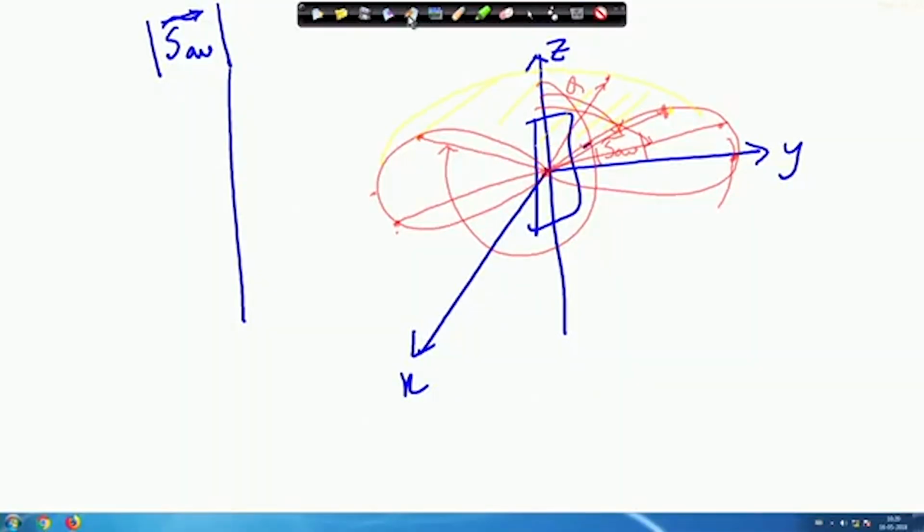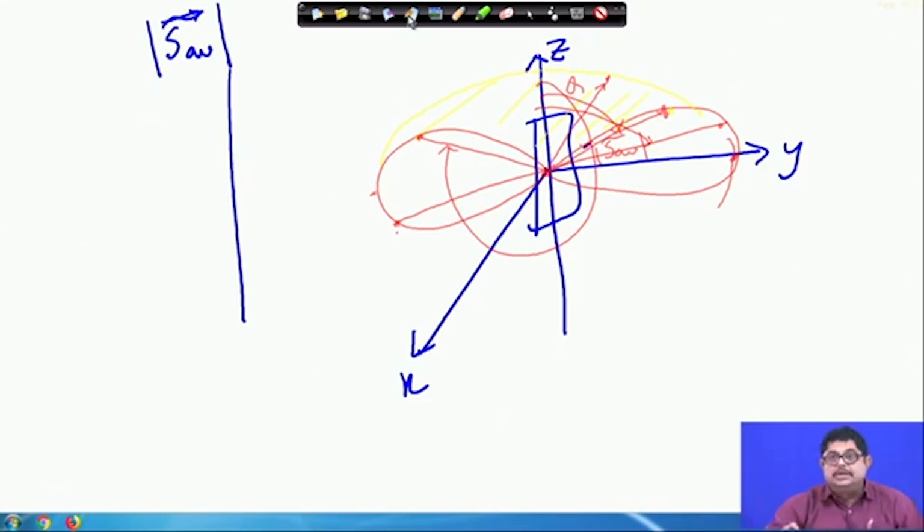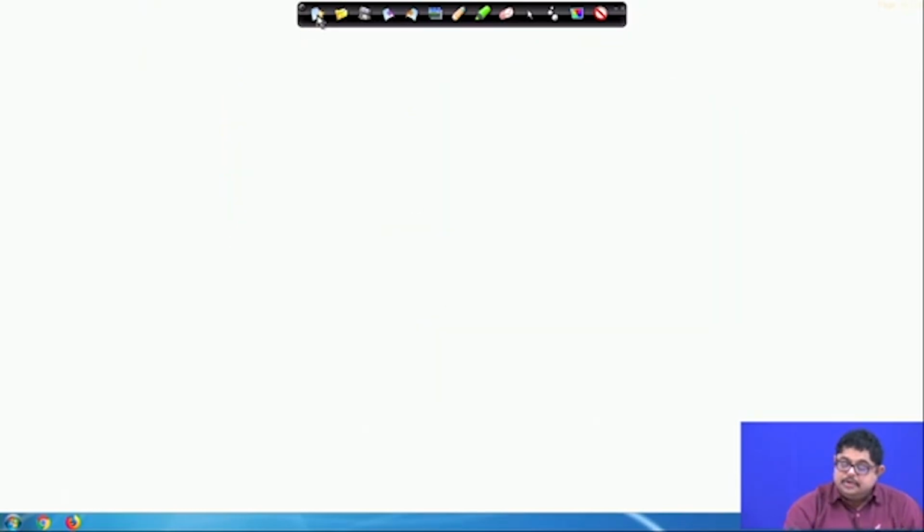This shape is called a doughnut shape. So, if you revolve it 360 degrees you get a doughnut shape, but it is difficult to visualize. So, what we do generally, this type of 3 dimensional pattern, we plot it as 2 dimensional patterns. So, what is a 2 dimensional pattern? Let us say that I am taking only the ZY plane.